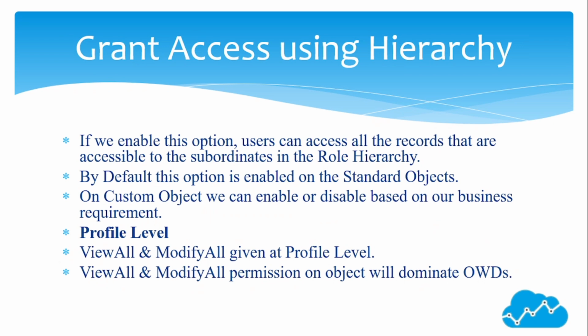Grant access using hierarchy. If we enable this option, users can access all the records that are accessible to the subordinates in the role hierarchy. By default, this option is enabled on the standard objects. On custom objects, we can enable or disable it based on our business requirement. Profile level view all and modify all permissions given at the profile level on an object will dominate OWDs.